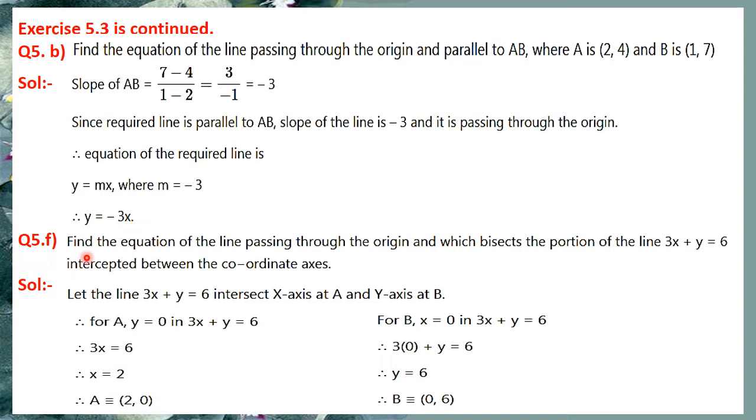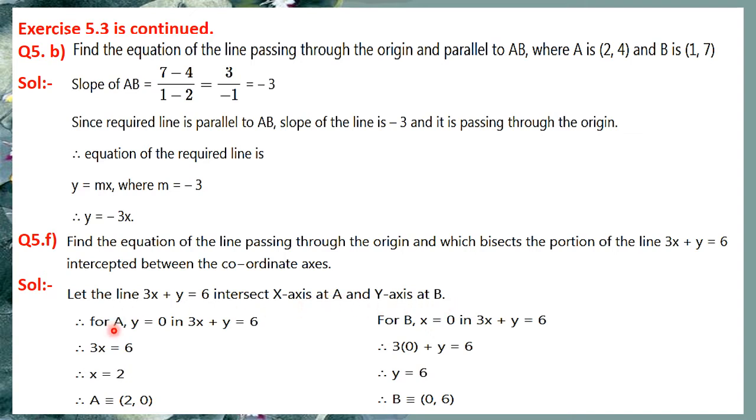Now question number 5f. Find the equation of the line passing through the origin and which bisects the portion of the line 3x plus y equals 6 intercepted between the coordinate axes. So the line 3x plus y equals 6 intersects the x-axis at A and the y-axis at B.